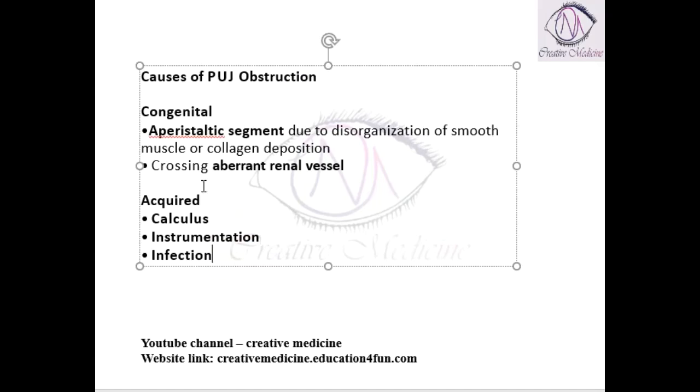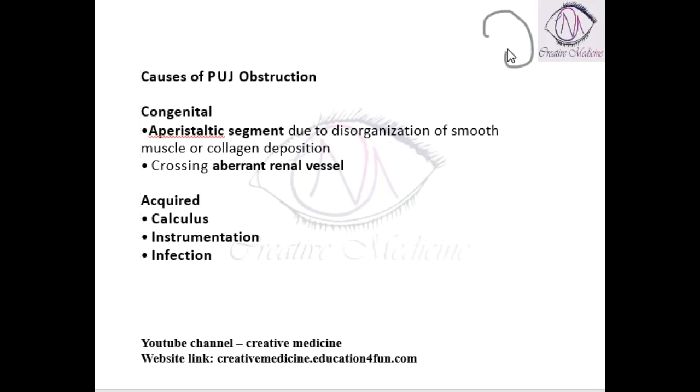First, in congenital causes, there is an aperistaltic segment. This aperistaltic segment is mainly present due to the disorganization of the smooth muscles and the collagen deposition. So, between the renal pelvis and the ureter, there is one segment of the ureter where there is abnormal smooth muscle and collagen deposition. As a result, peristalsis will not pass. So at this site, pelvic-ureteric junction obstruction is seen.